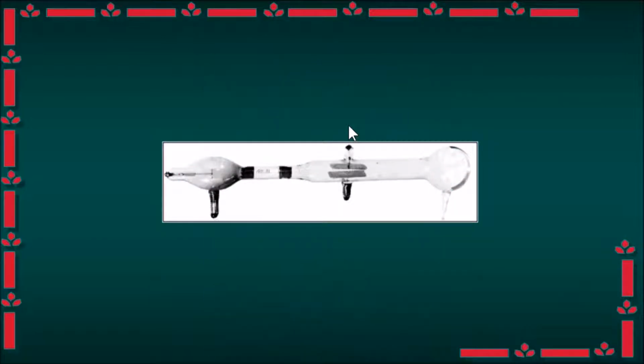He created this device called the Crookes tube. Basically, he pumped out all the air, attached it to an electric source, and lo and behold, light appeared. Why do they behave the way they do? This led to the investigation of atomic structure.